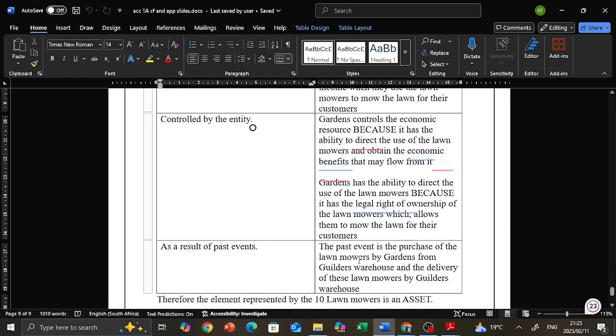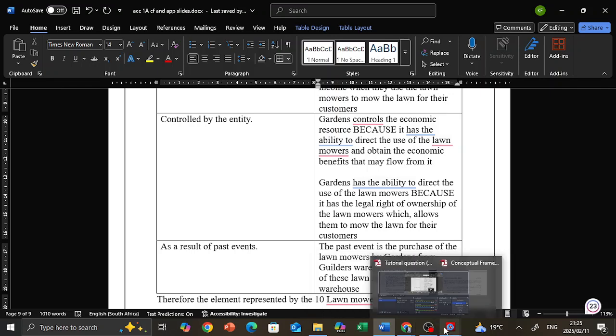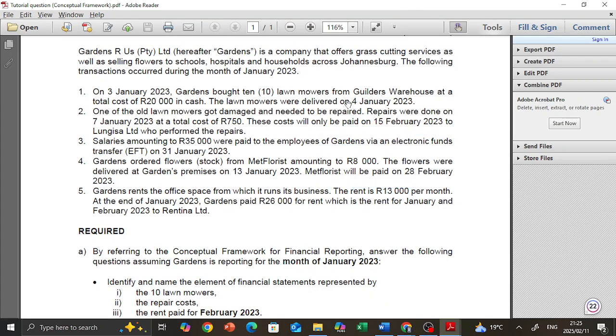As a result of past events, the past event is the purchase of the lawnmowers by Garden from Gilda's Warehouse and the delivery of the lawnmowers by Gilda's Warehouse. Here we can just write the date. Was it the 4th of January? I'm not sure. Just be safe. The lawnmowers were delivered on the 4th of January. So let me type that in.